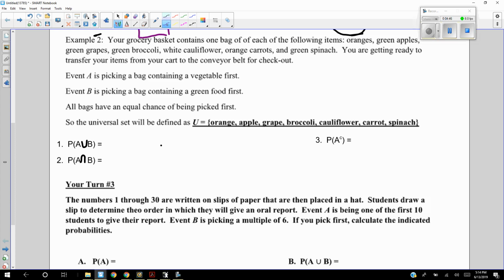So the first thing we might want to do is write how many elements are in set A. So set A deals with vegetables. So how many vegetables do we have here? We got broccoli, cauliflower, carrots, spinach. So there's 4 elements in set A. In set B, it's picking a green food first. So the number of elements in set B, we've got green apples, so that's an element in set B. We got green grapes, that's 2, broccoli, 3, spinach, 4. So I see 4 elements in set B.